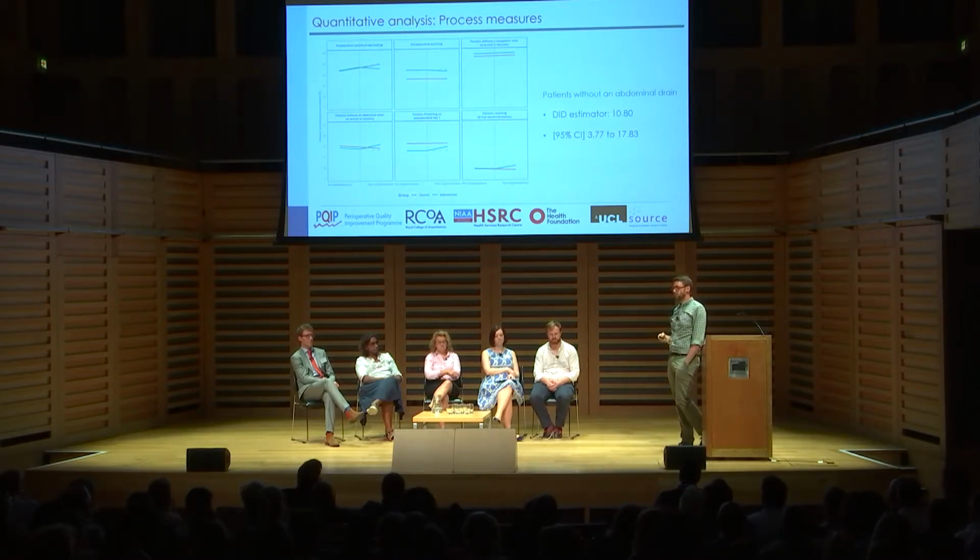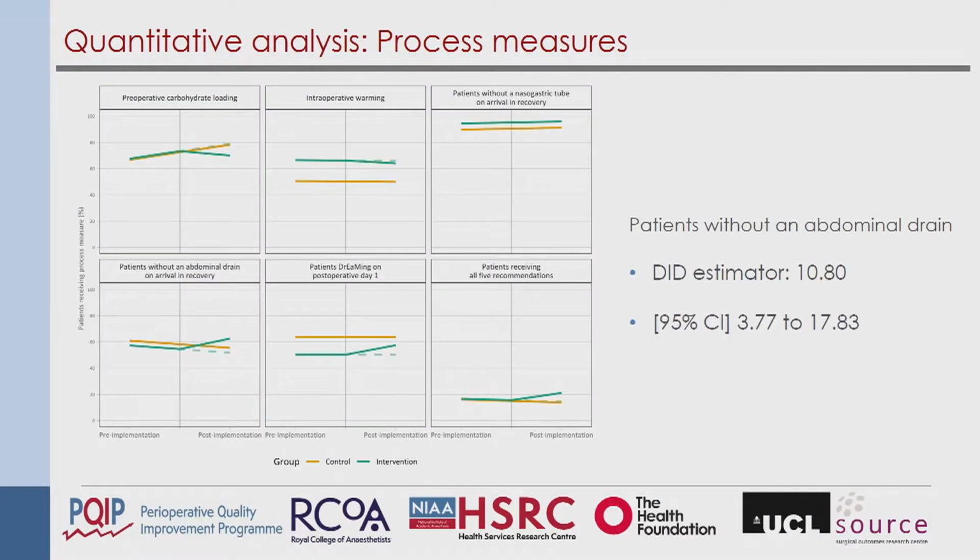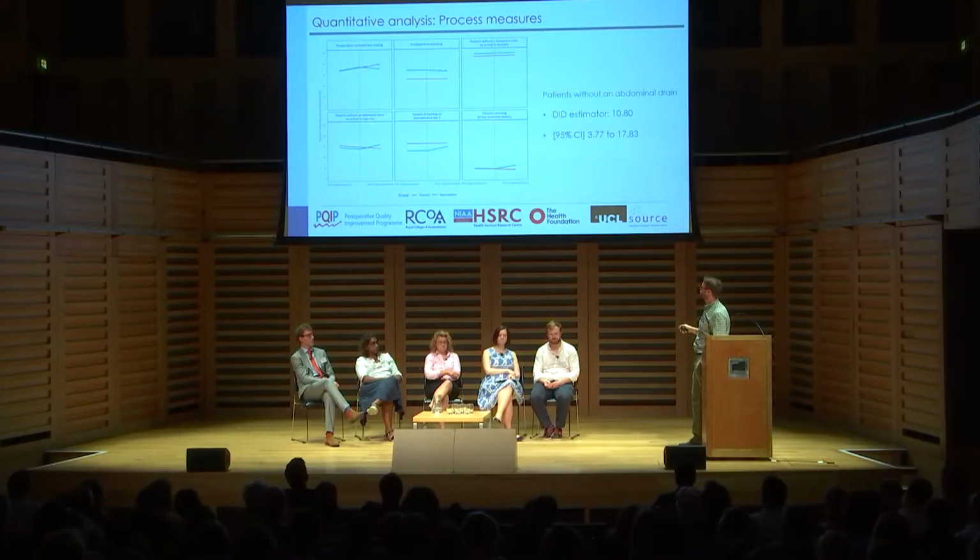If we look at the process measures that we reported, so the 5 process measure bundle that we highlighted was pre-op carbohydrate loading, warming intraoperatively, avoiding NG tubes and abdominal drains, and then getting patients drinking, eating, and mobilizing on day 1. Essentially, all of these were non-significant apart from the use of abdominal drains, which reduced in our intervention group. All of the other trends were non-significant.